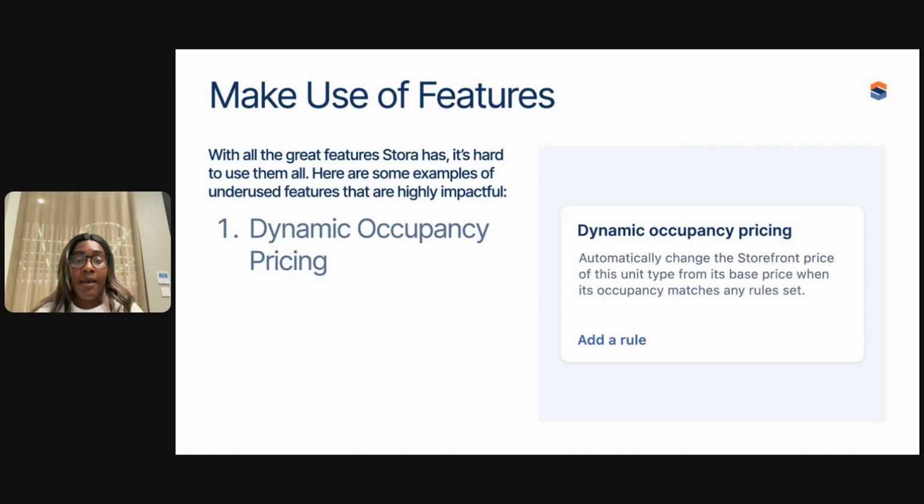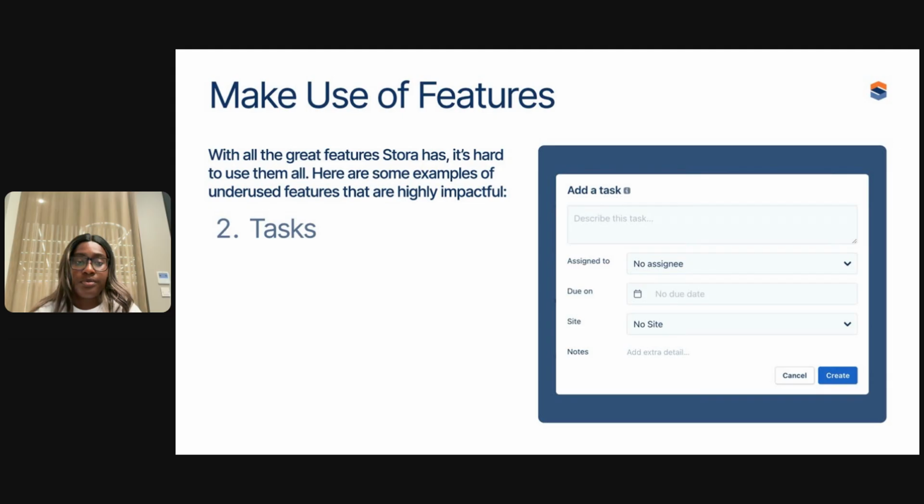One of them is the dynamic occupancy pricing feature. And what this does is it allows you to set storefront prices for unit types based on how either popular they are or not popular. So you can set certain rules. Say, for example, if you had a 50 square foot container that is doing particularly well and is at 70% occupancy, you can set a rule to either increase the price or decrease the price by a certain percentage. This is just helpful for revenue boosting purposes.